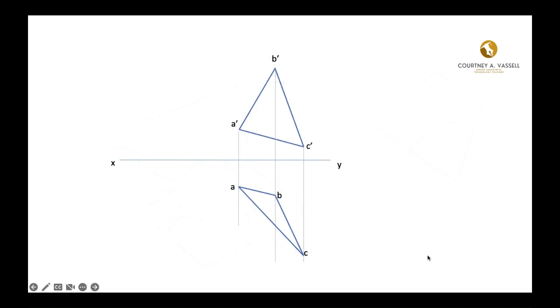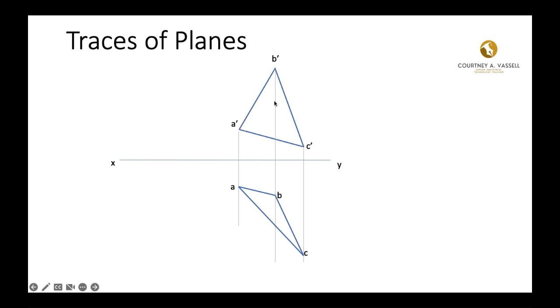Now, let us look at this example. This is of planes. Here we have an apparatus, here we have a setup. We have our XY axis, and we have A prime, B prime, C prime, which would be, let's say, a set square.